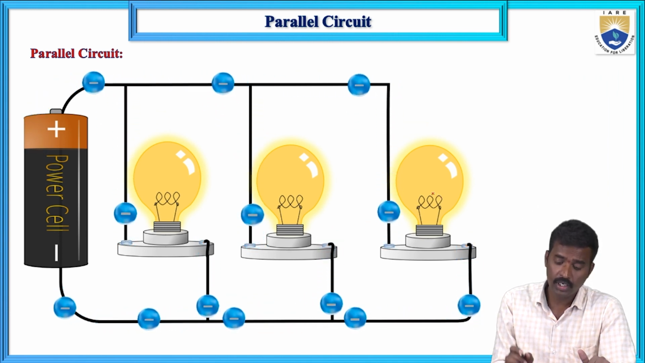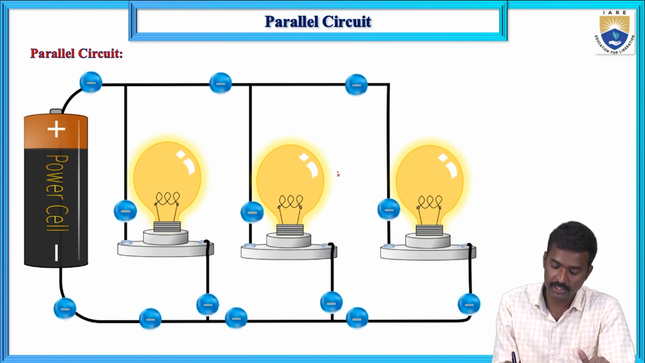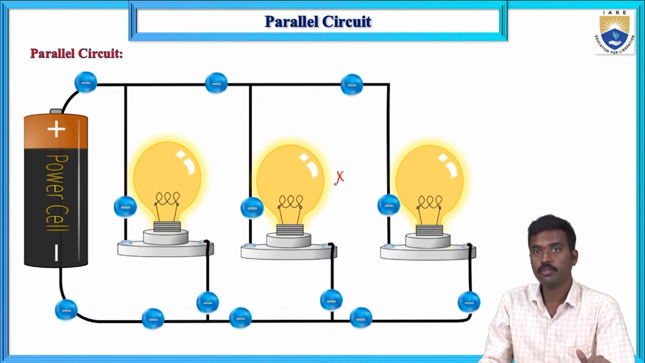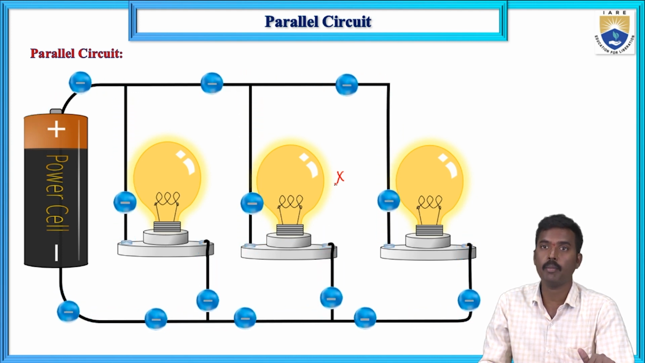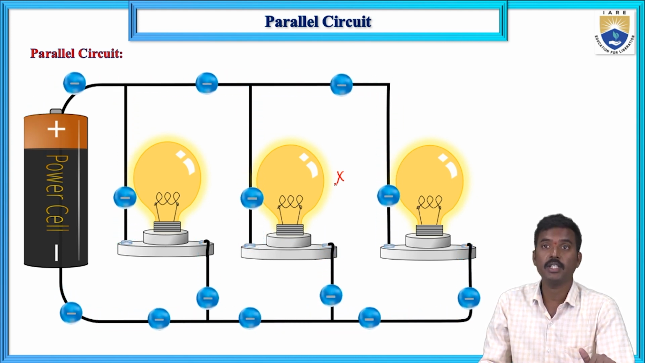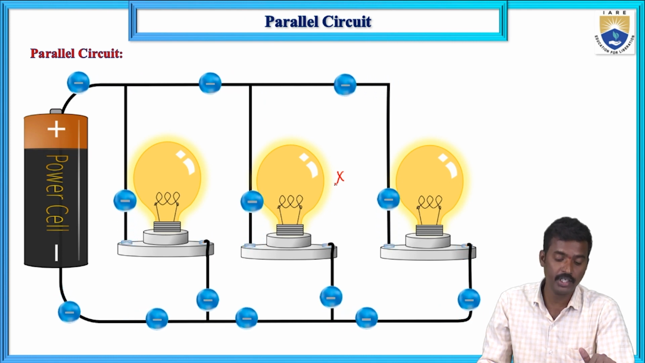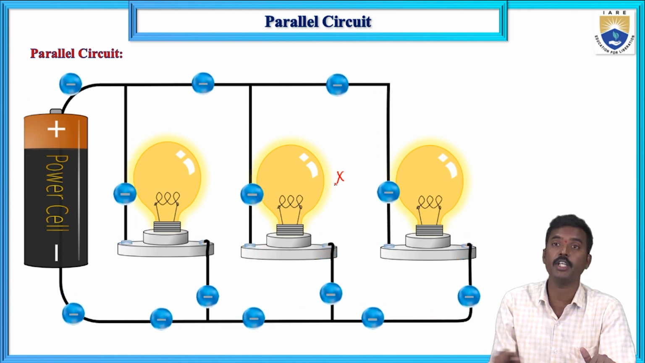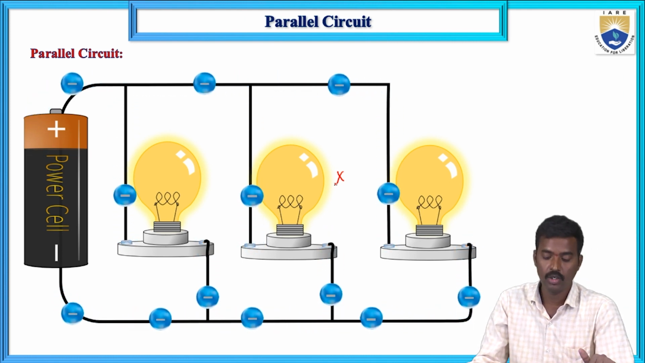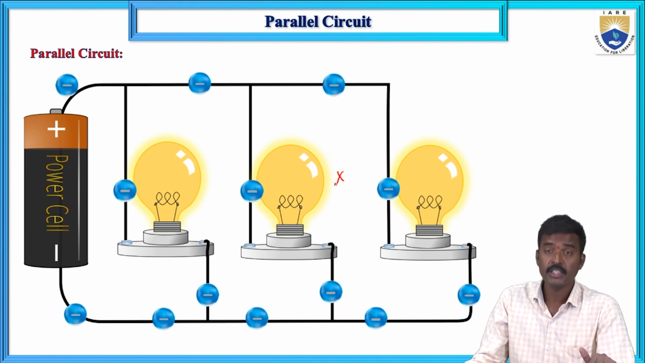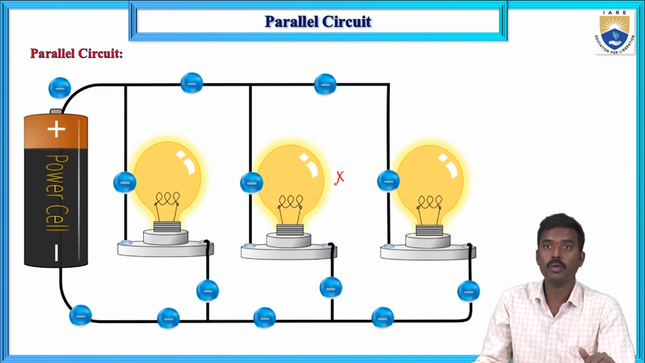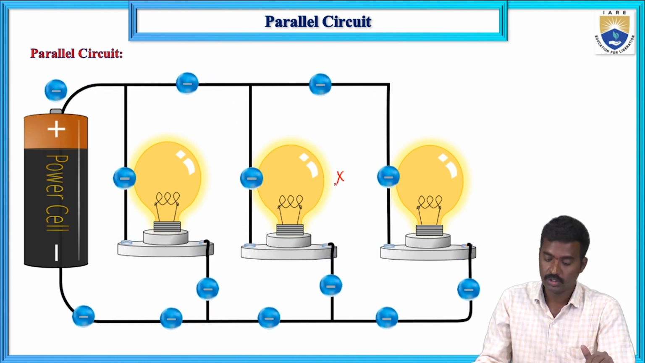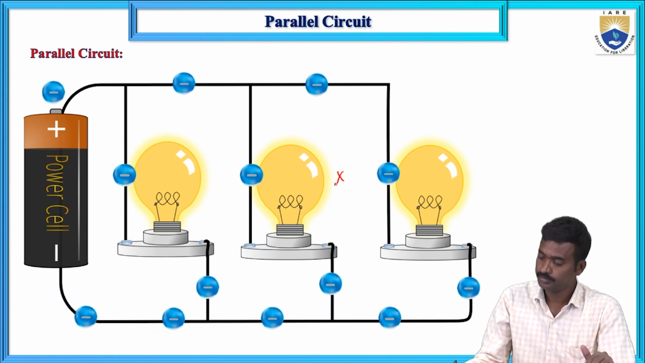If any one of the bulbs fails, suppose the second bulb fails, what will happen to the circuit? Nothing will happen to the circuit. Each light has its own individual circuit, and the same voltage is developed across each element, so the other bulbs will also function.